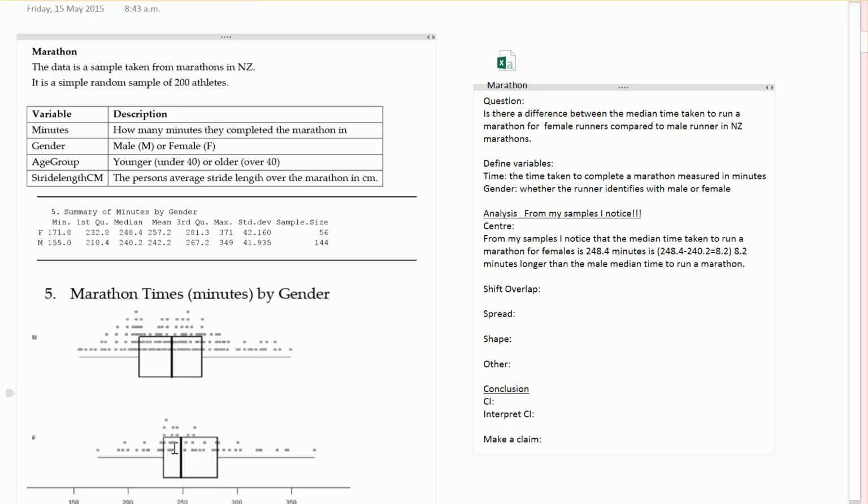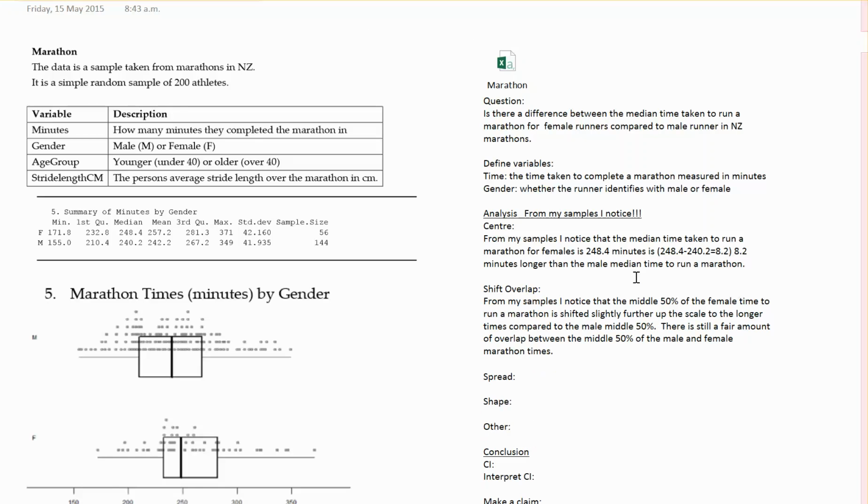Well, here I can see that the females are actually shifted further up the scale to the slightly longer marathon time, so you can see that because the middle 50% there is shifted just further above the males, but there is still quite a bit of overlap between here. So again, from my samples I noticed.